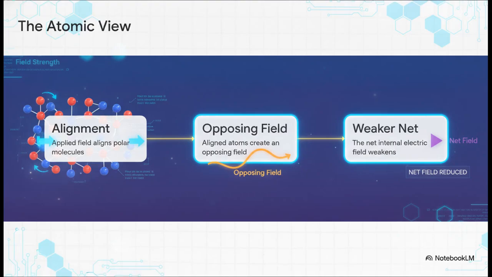Well, we have to zoom all the way down to the atomic level to understand it. When we insert a polar dielectric, the applied electric field forces the random molecules in the material to align, kind of like a bunch of little compass needles. Once aligned, these atoms actually create their own mini electric field pointing in the exact opposite direction of our main field. This internal tug-of-war weakens the overall net electric field, which drops the potential difference and ultimately allows the battery to push significantly more charge onto the plates.